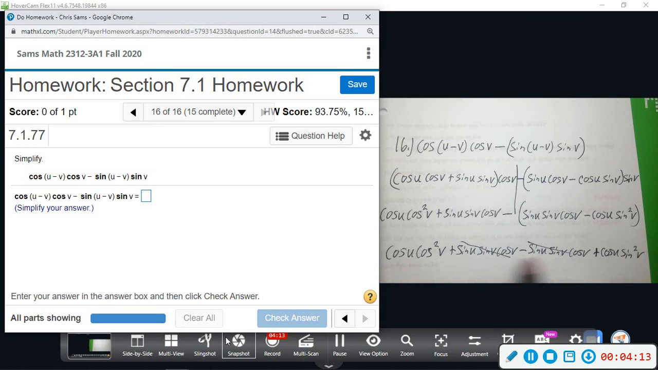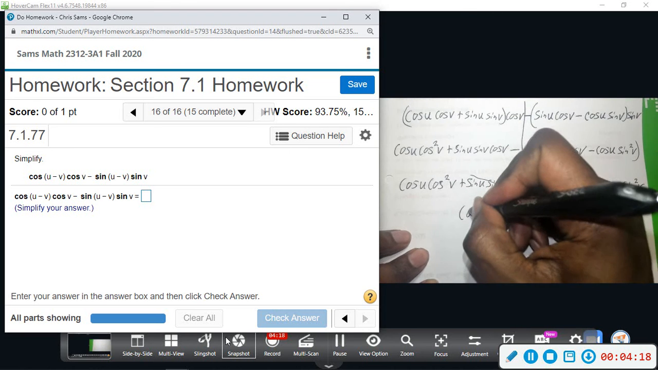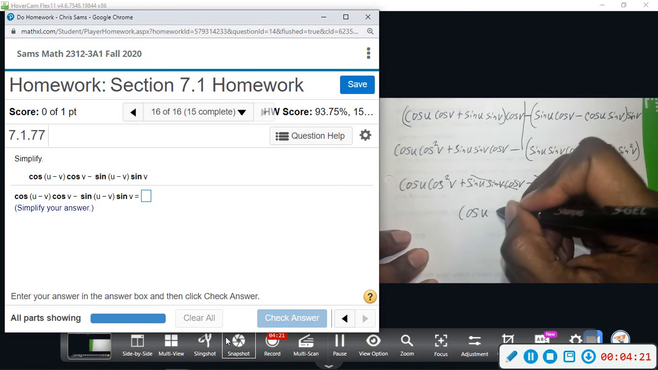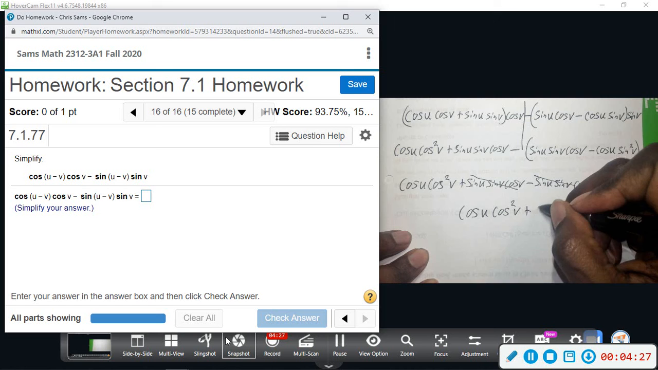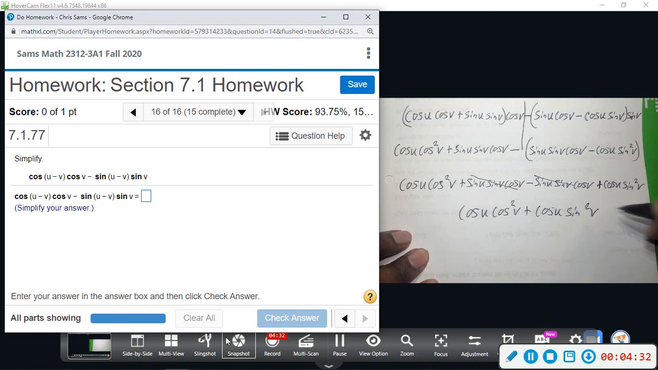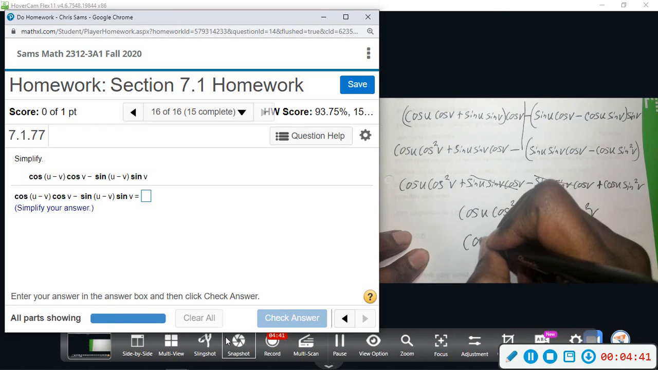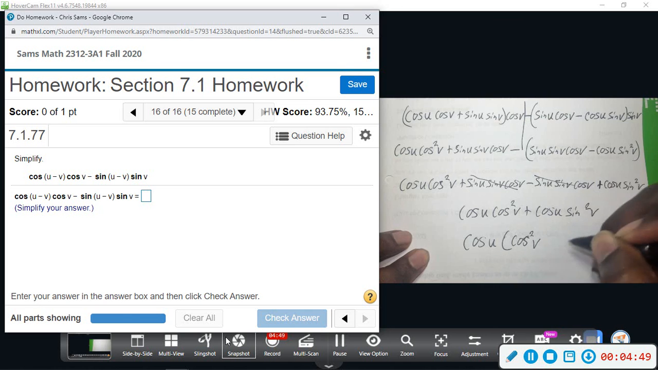Alright, so I'm going to get this out of the way and bring these two terms together. So I have cosine u cosine squared v plus cosine u sine squared v. Alright, both of these terms have cosine u in them, so we'll factor out cosine u. Cosine u, and in parentheses we have cosine squared v plus sine squared v.